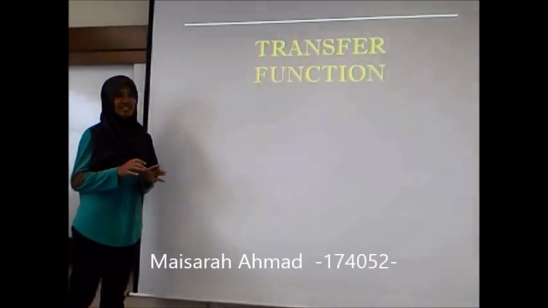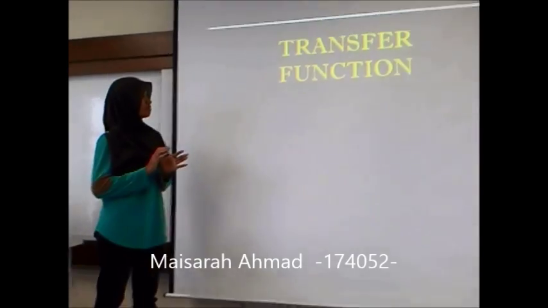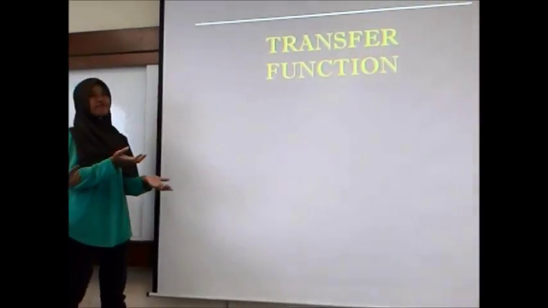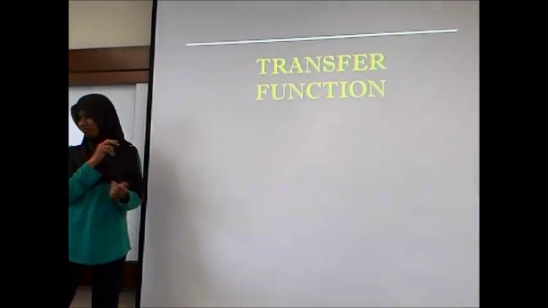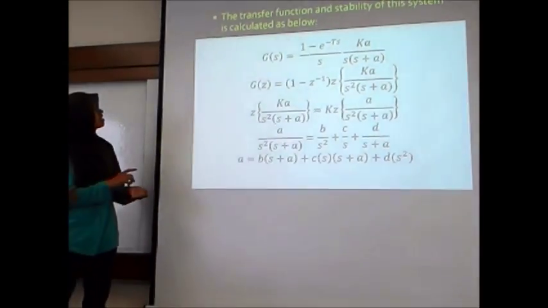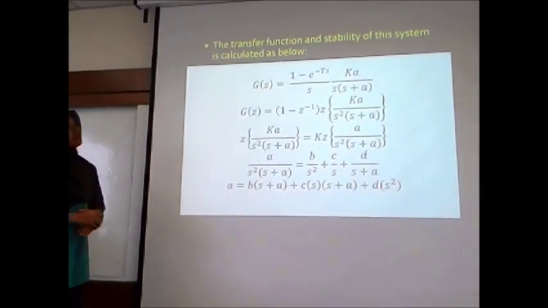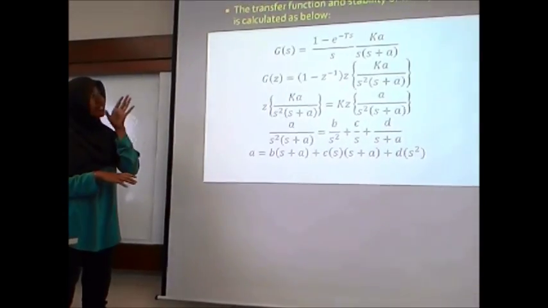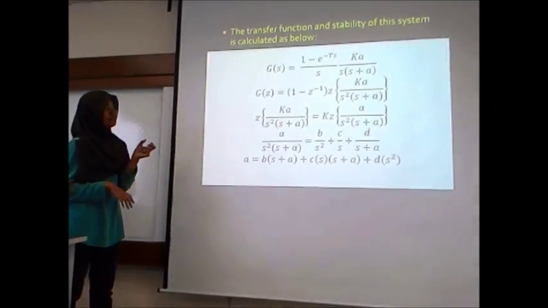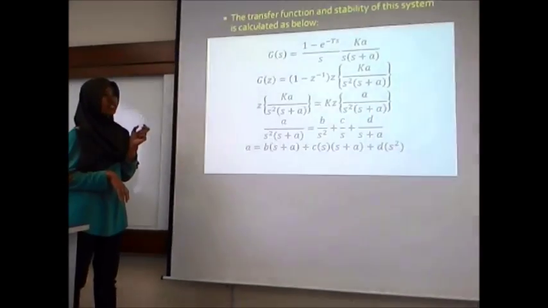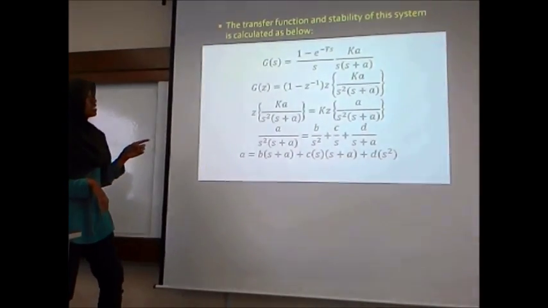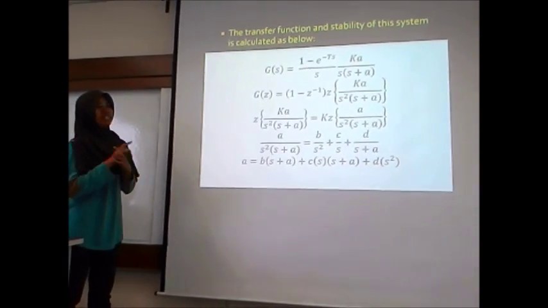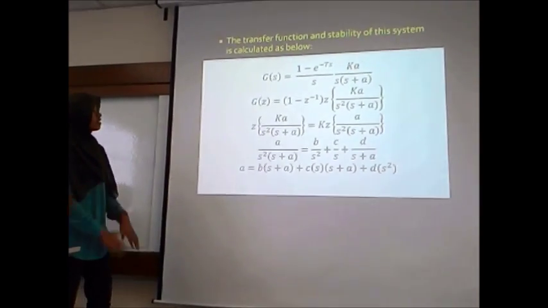Assalamualaikum. My name is Maisara binti Ahmad, matric number 1744052. I am going to explain the transfer function for our missile project. Our project is to find the transfer function and stability for this system, when A is given 15 and T equals 0.2.